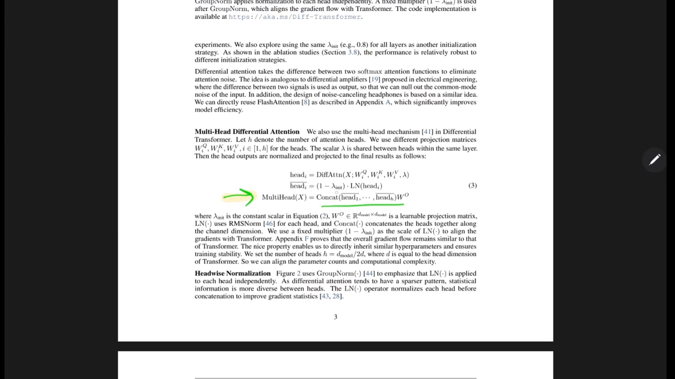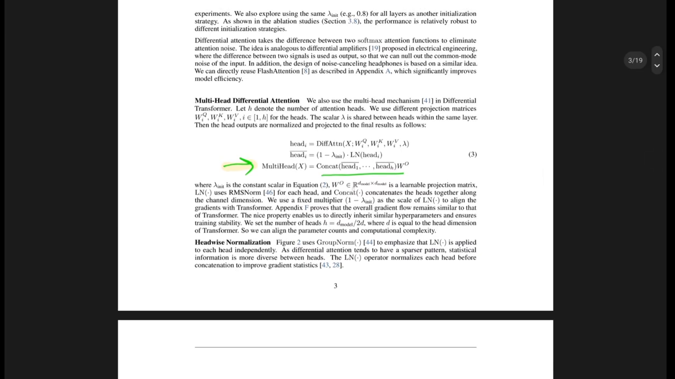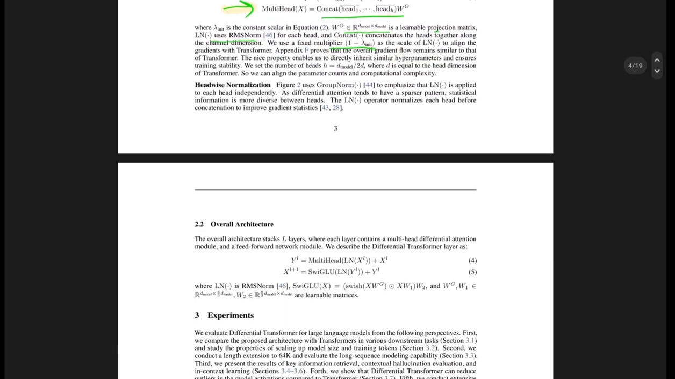The only difference is this lambda initialization that we are doing here, and that we have already talked about above, because it's a learnable parameter, right? And what they are saying is that this is the constant scalar in equation 2, where this is a learnable projection matrix, using the RMS normalization, right? So we use a fixed multiplier 1 minus lambda initial as the scale of the learning rate to align the gradients with the transformer. When you're talking about the learning rate above, we already talked about the formula that these guys have already proposed, so that can be used, right?